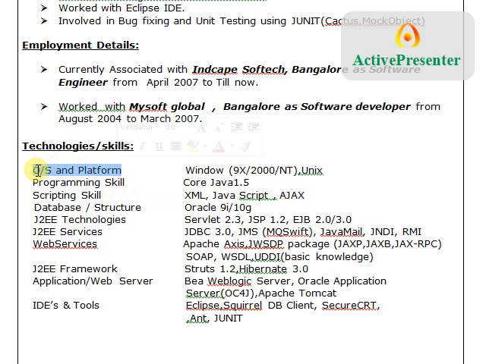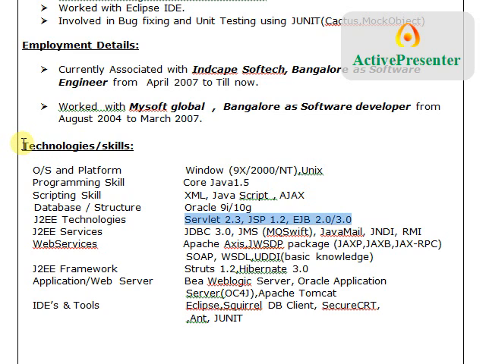If you look at this, the candidate has mentioned OS and platform, and mentioned that they worked on Windows. It should be Windows, not Window, and Unix. Programming skills is Core Java 1.5. Then J2EE technologies, servlets, JSP, etc. So if you look at these technical skills, it gives a wow feeling. Oh, this is excellent. It looks like if I'm looking for a person who has worked in Java, then this is probably the right resume.